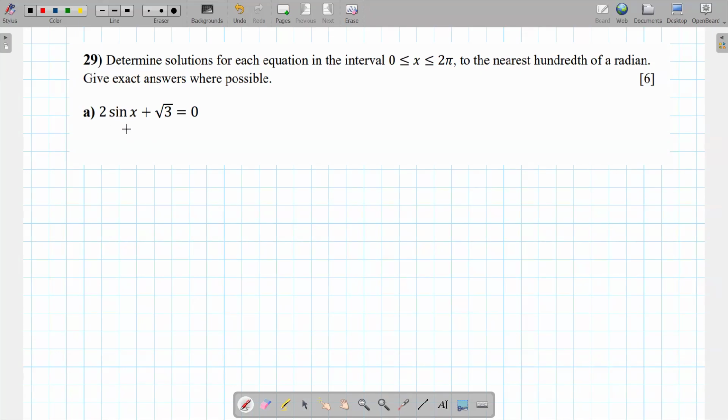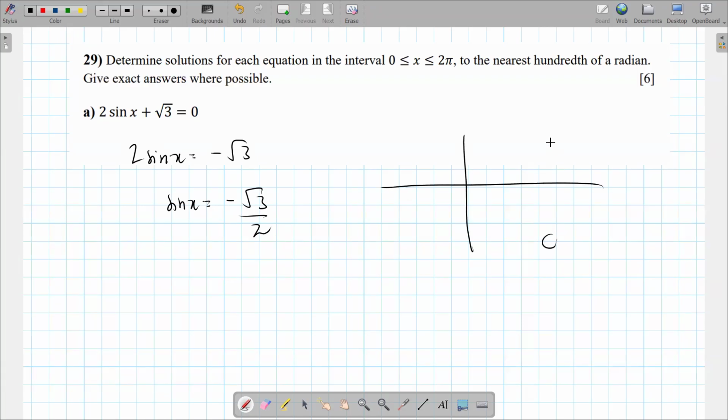Solve for x. Let's focus on the equation. How do we solve for x? Subtract 3, right? Negative 3, divide by 2. Negative 3 over 2. Now you have a hint of which quadrant this is in. If you look at the CAS rule, sine is negative in which quadrants? 3 and 4 is right. So you're in this quadrant, you're in this quadrant.